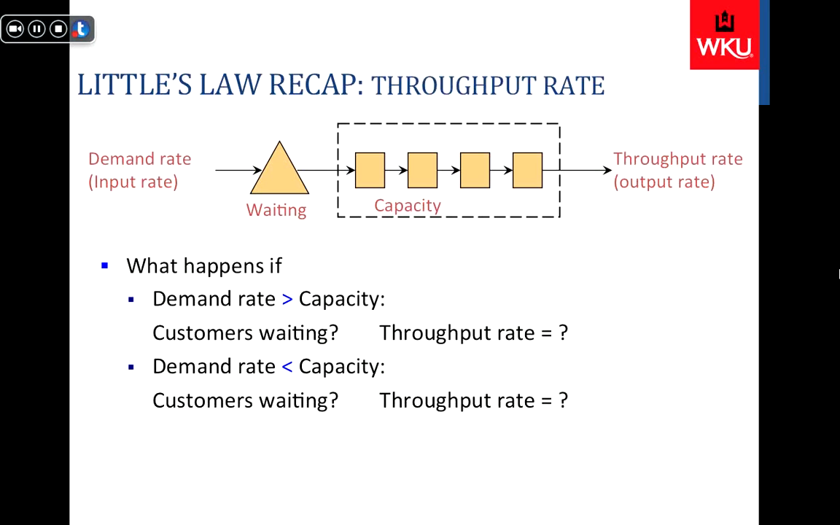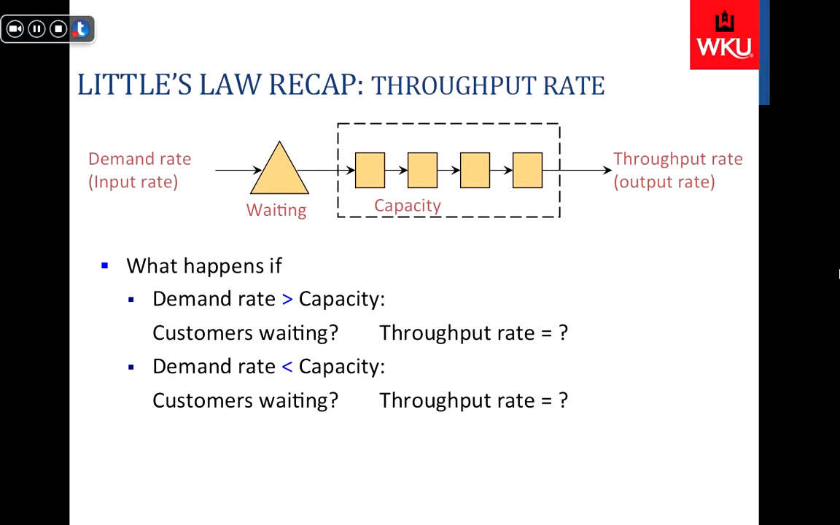And if the demand rate is less than capacity, will customers wait? No, because let's say the demand rate is 80 instead of 120, and your capacity is 100. That means you can serve all those customers coming to your restaurant.